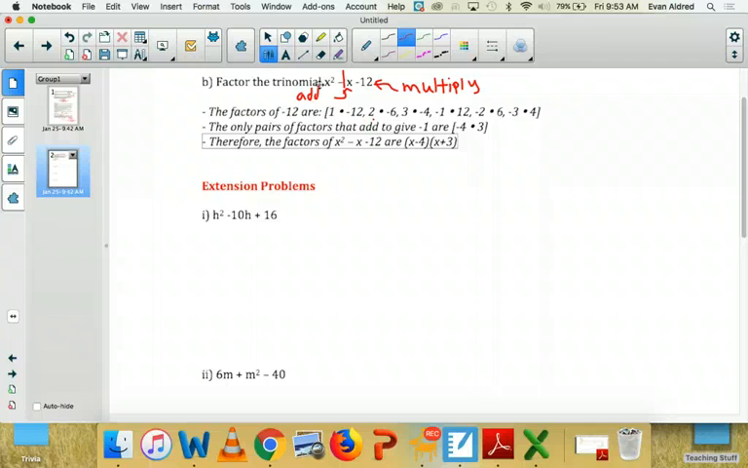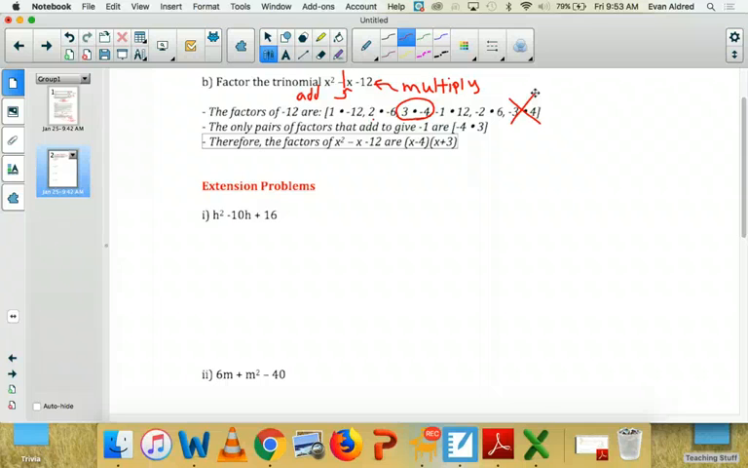1 and negative 12, 2 and negative 6, 3 and negative 4, and then we put the negative on the other value. Negative 1 and plus 12, negative 2 and 6, negative 3 and 4. The two which add up to give us negative 1 are those factors. 3 plus negative 4 is negative 1. Again, don't think it's this one, because negative 3 plus 4 is plus 1. The sign has to line up. It has to be negative 1.